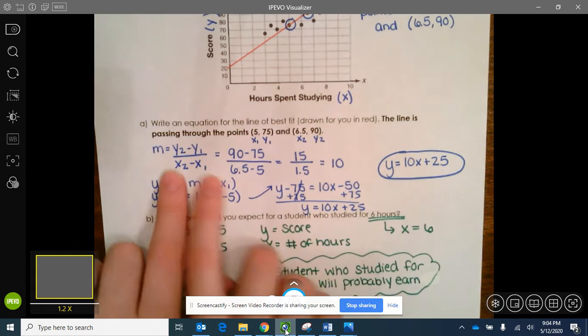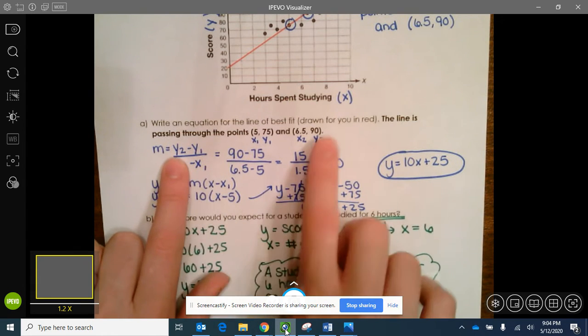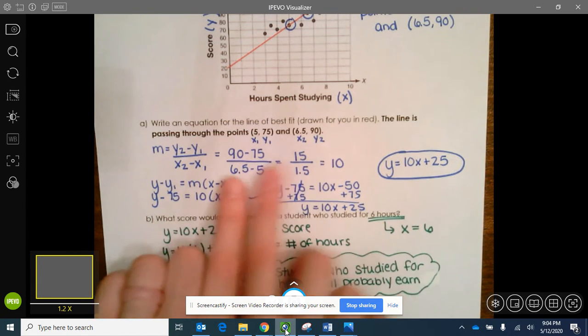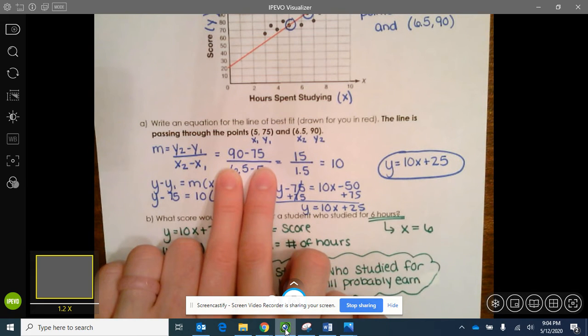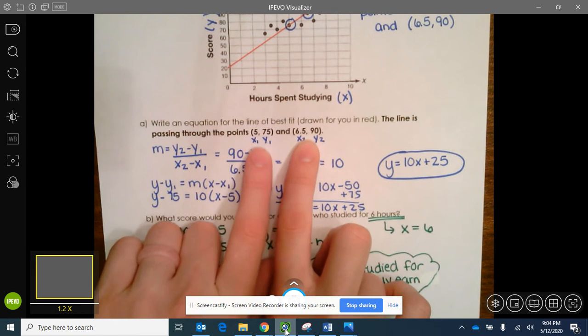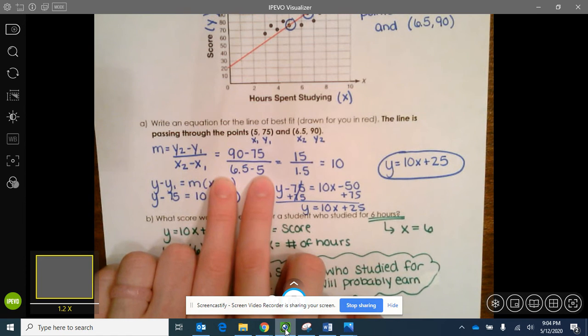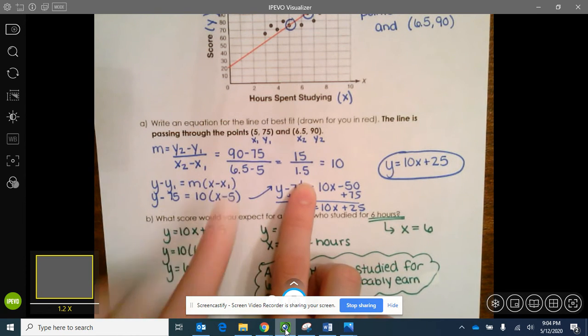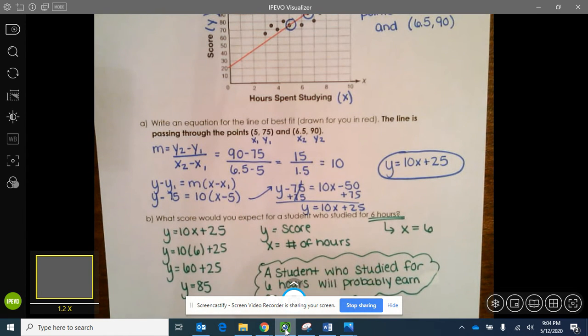I'm going to take these numbers and substitute them in. My second y minus my first y, that's 90 minus 75. And then my second x minus my first x, so 6.5 minus 5. Take 15 divided by 1.5, you get a slope of 10.